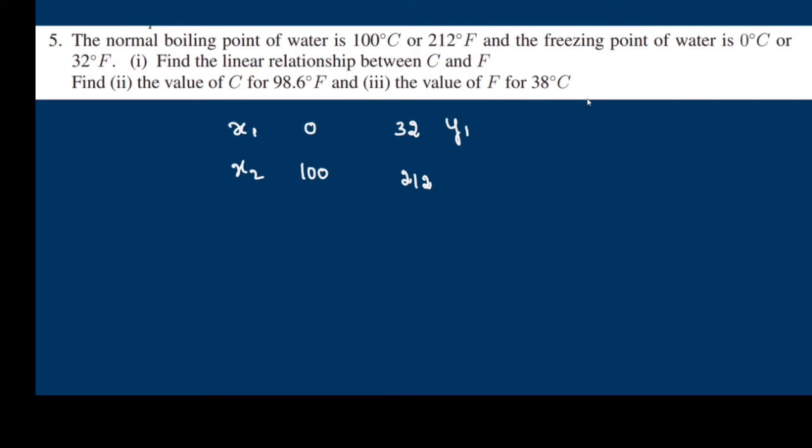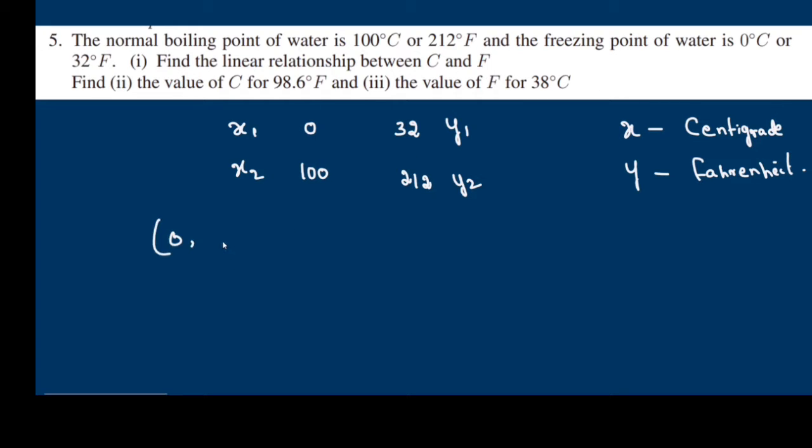So let us take x as centigrade and y as Fahrenheit. This is x1, y1, x2, y2. So find a linear relationship between these two. How do you form a linear relation when you know 2 points? The 2 points are (0, 32) and (100, 212). So we can use the 2-point form.